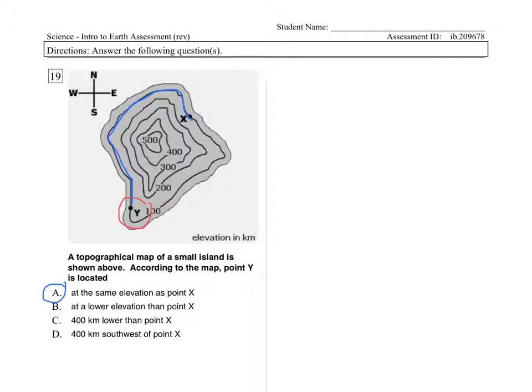So the most common mistake on this one was they would say that it's at a lower elevation because they're thinking that X is up here and then Y is down here. But remember that elevation is shown by these different contour lines that go around like this, and each line is like another slice of the mountain. So that's that. Hope it helps.